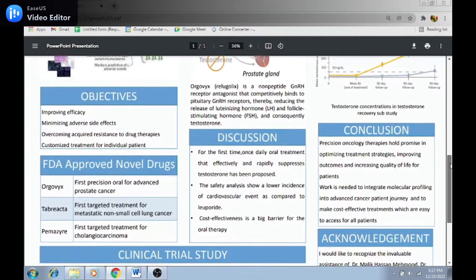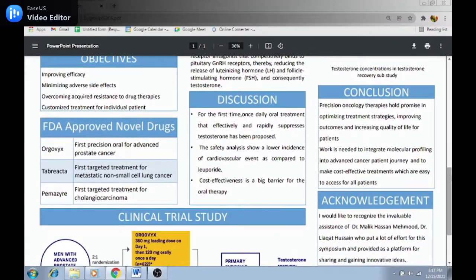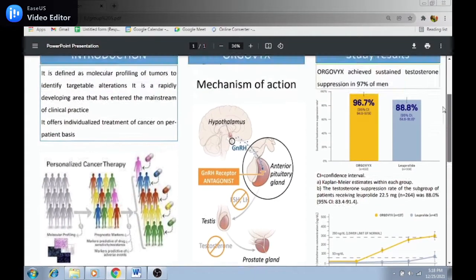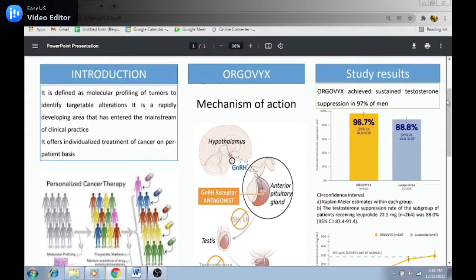These are three drugs which have been approved previously: Orgovyx, Tabrecta, and Pemazyre. I will be discussing Orgovyx. Orgovyx is the first precision oral therapy for advanced prostate cancer. It was approved in 2020 under the license of Myovant Sciences.